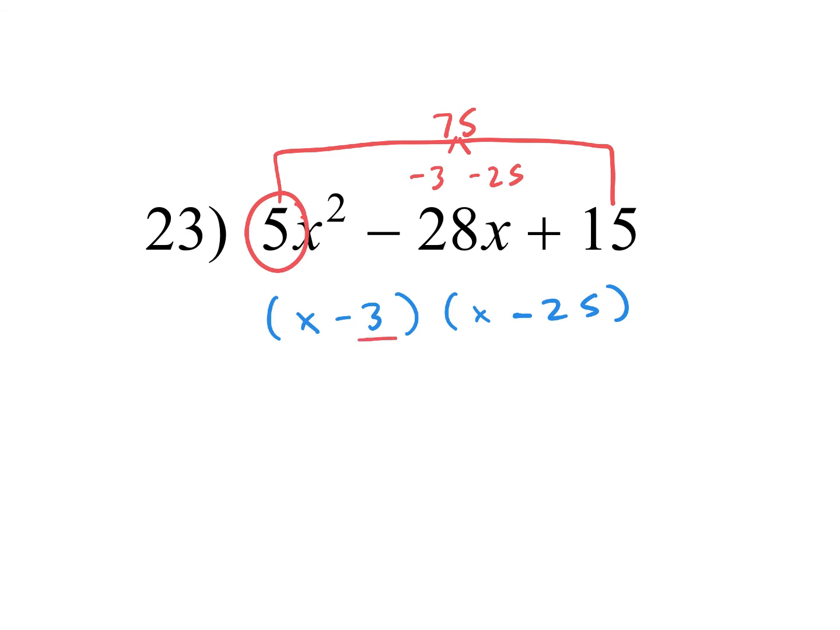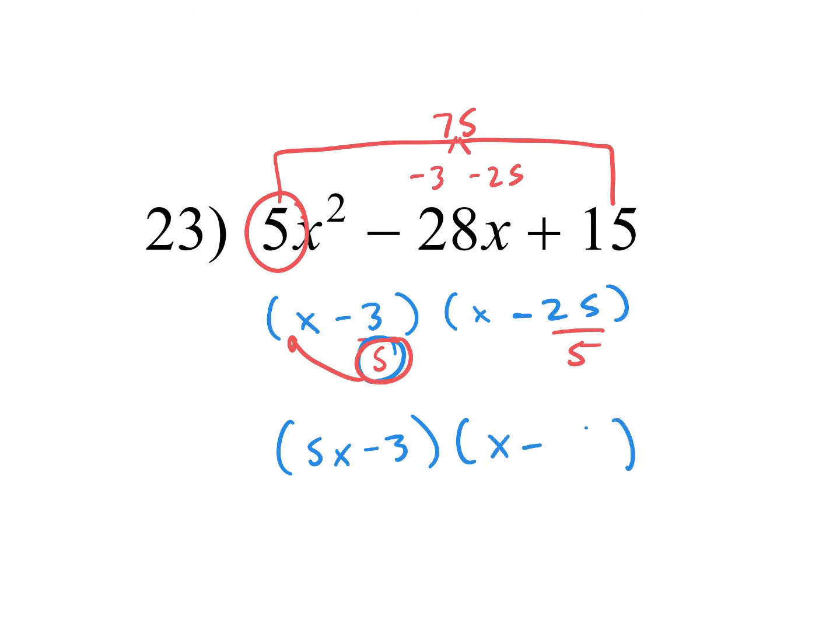Divide them by 5. Can I divide 3 by 5? No. So what do I do with the 5? Put it in front of the x. So this is 5x minus 3. And then what's 25 divided by 5? So x minus 5. Perfect.